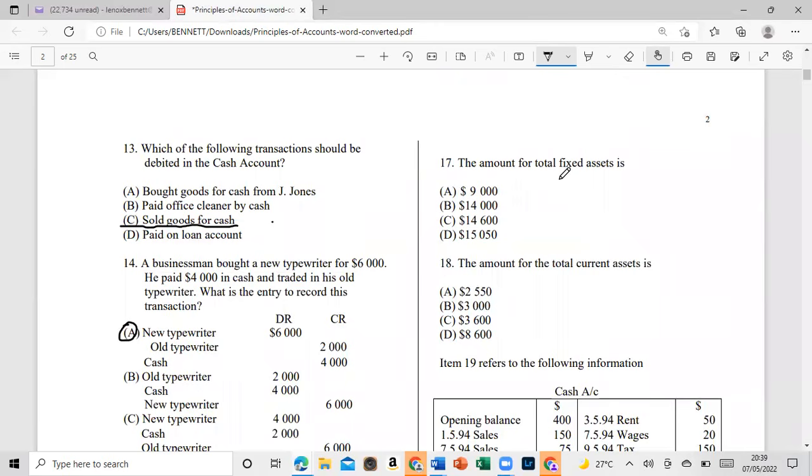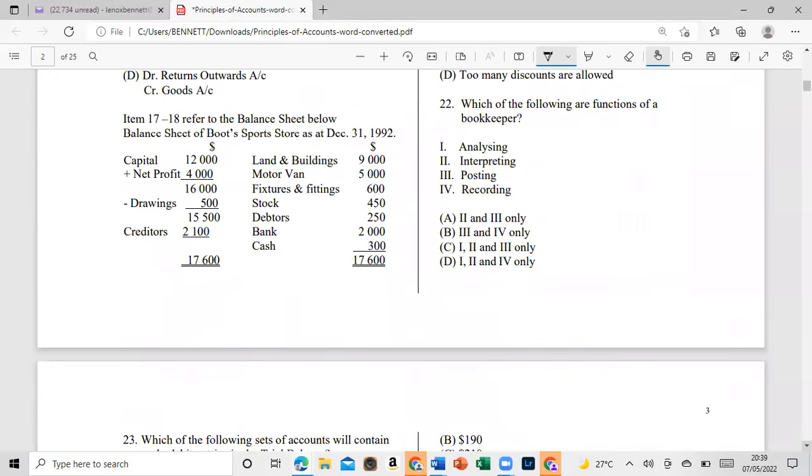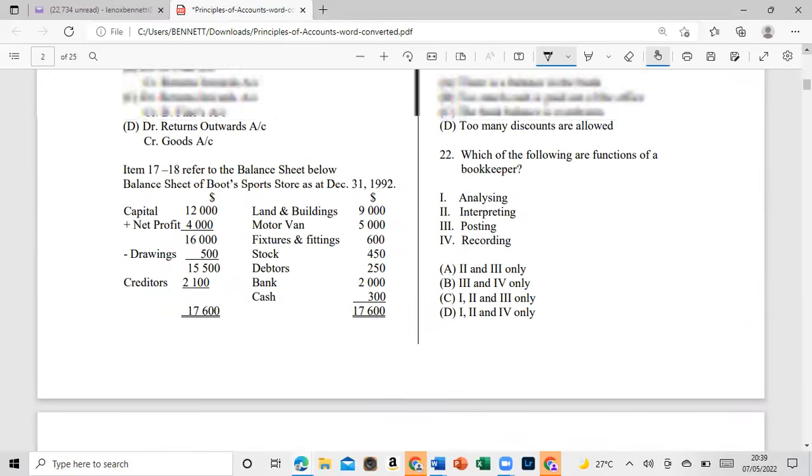The total fixed asset is, so they want the total fixed assets. All right, remember we said what assets are, fixed assets. Let's go back. We're going to include the motor van and the fixtures and fittings; those would fall under fixed assets. These would fall under current assets, the stock and so on. So let me just add that. It's 9,000 plus 5,000 plus the 600.